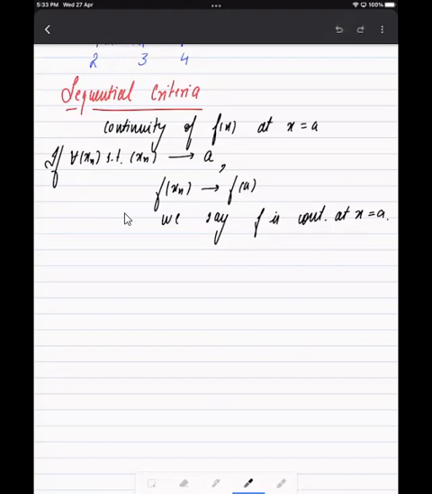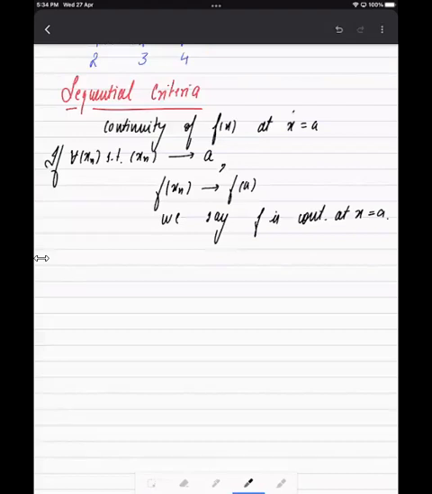The contrapositive is our concern in sequential criteria, because if there exists even a single sequence such that these two conditions are not satisfied, that means f is not continuous. Simple. So basically you have to find either a general sequence which satisfies these two conditions, or a sequence that does not satisfy these conditions. Okay, let's jump to a question. Let's do the Dirichlet function. Heard about it?